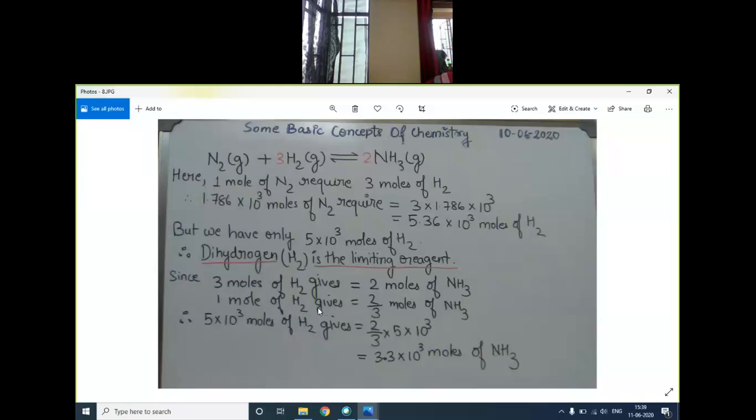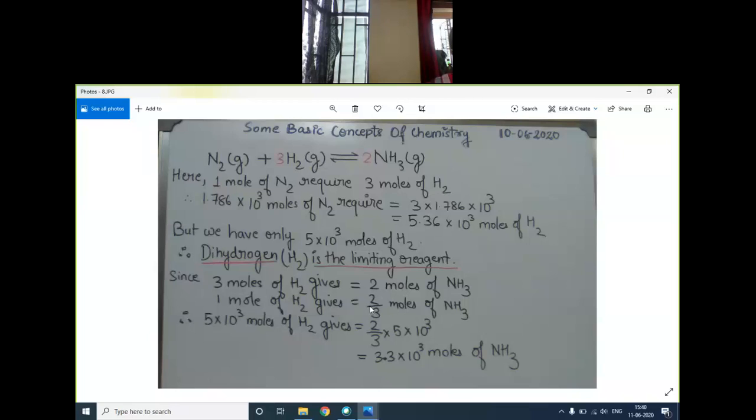Then we will put the given values. So first I am writing from the balanced chemical reaction: 3 moles of hydrogen will produce 2 moles of ammonia. So follow the unitary method now. So 1 mole of hydrogen, how many moles of ammonia will it produce? 2 by 3. That much moles of ammonia will be produced.